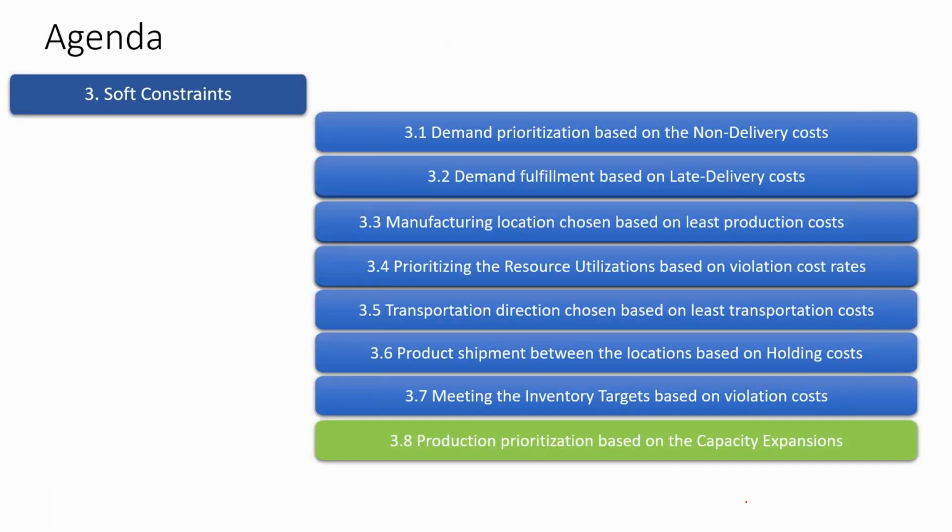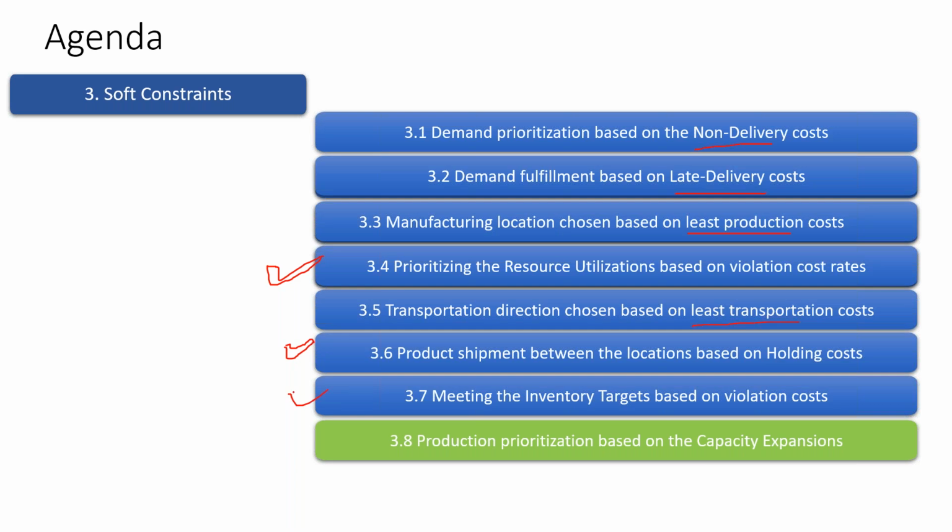So yes, these are the 8 scenarios, guys. Just to recap, there are non-delivery costs, late delivery, least production costs, least transportation costs. Prioritize the resource and make the resource get occupied for a minimum limit. Product shipment between the locations is based on holding cost. The least inventory holding cost location would be picked up and the stock would be projected there. If the system does pre-building or more production, that extra stock will be kept in a location where the inventory holding cost rates are low.